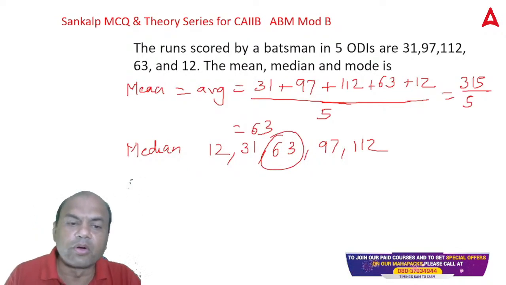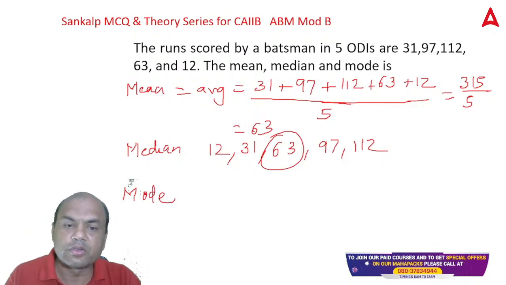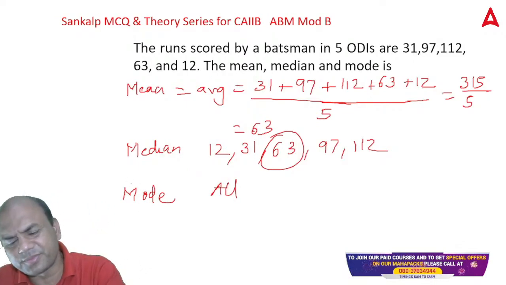Okay. Mode means which occurs maximum number of times. Who's occurring maximum number of times? None of them is repeated. So all are modes. Okay, simple one, isn't it?